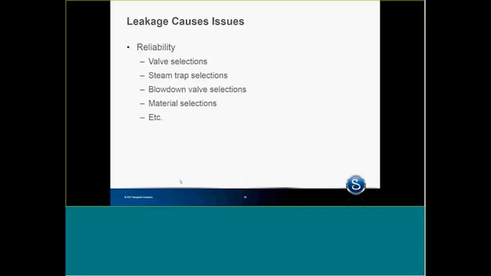Blowdown valves, same thing. Material selections. I only use cast steel and stainless steel. I very seldom use cast iron valves in the steam system, for one thing because of code issues. So I'm always looking at cast steel or stainless steel in my valve selections to get the reliability that I want in the system.